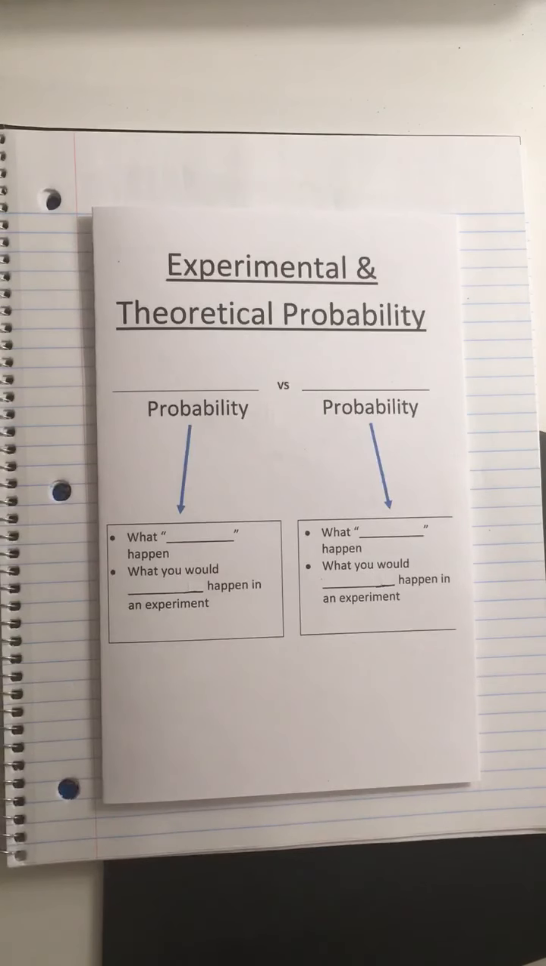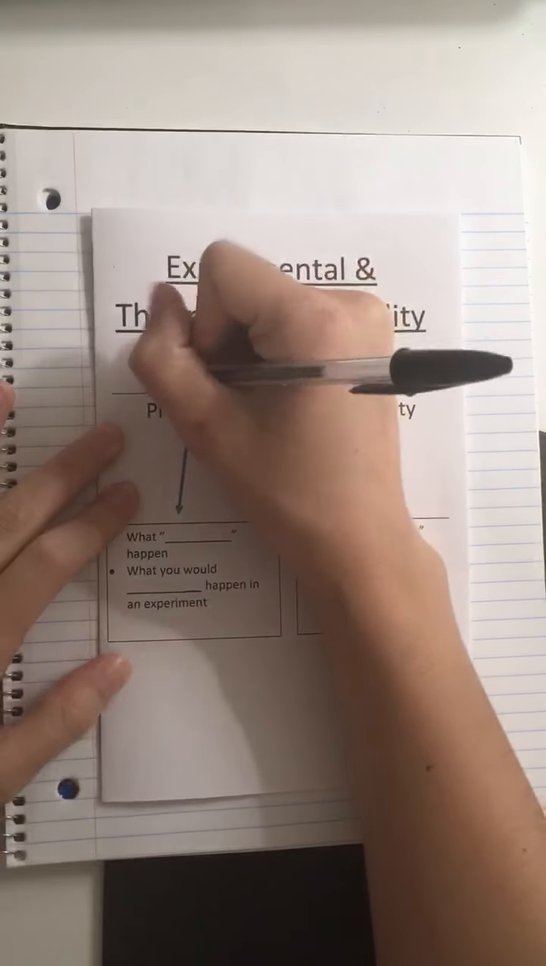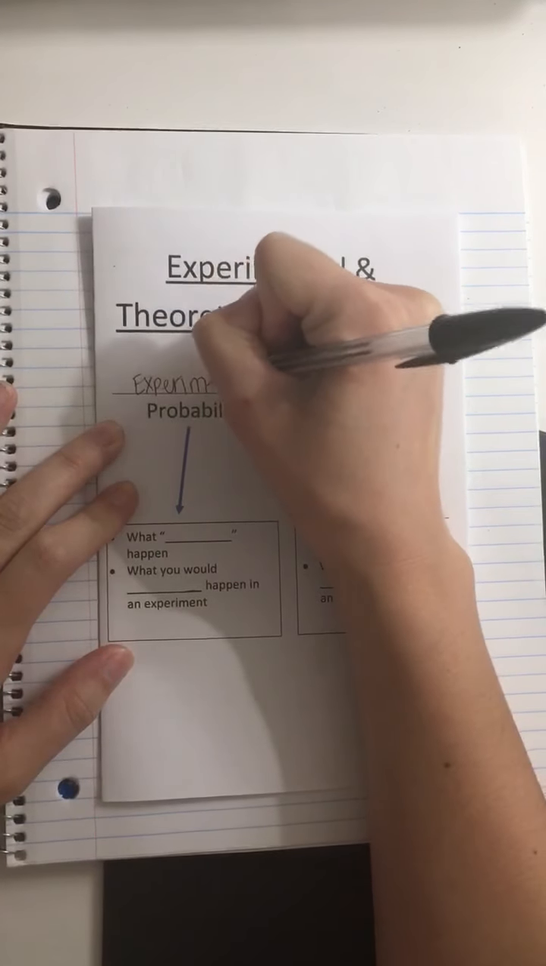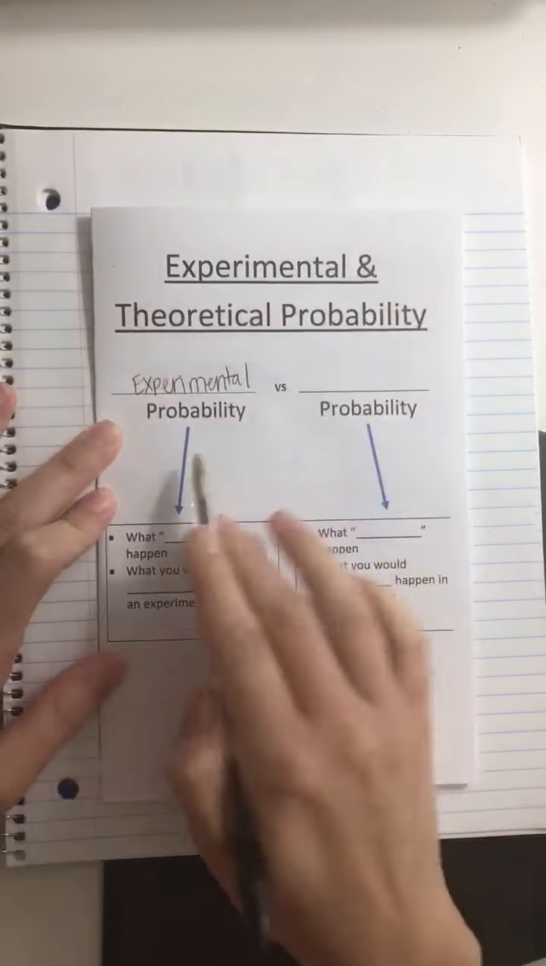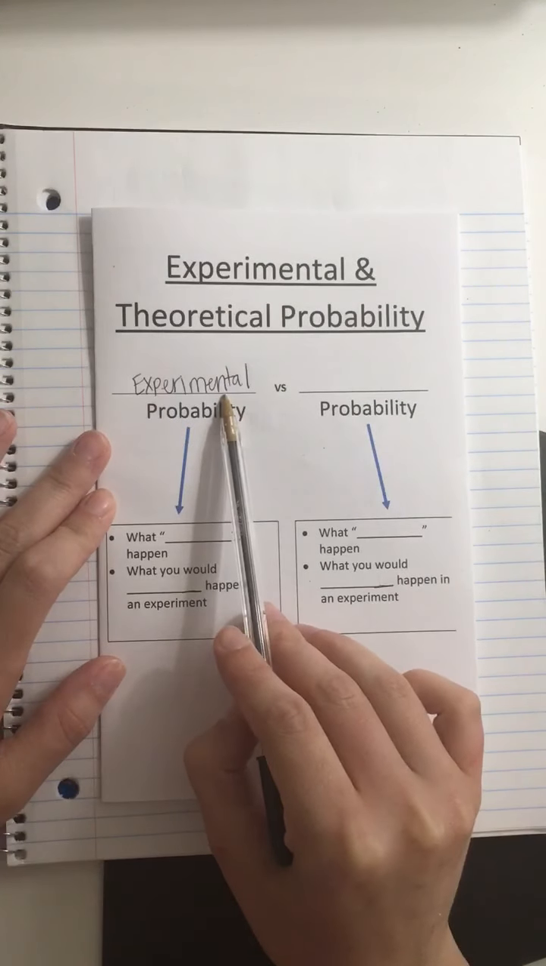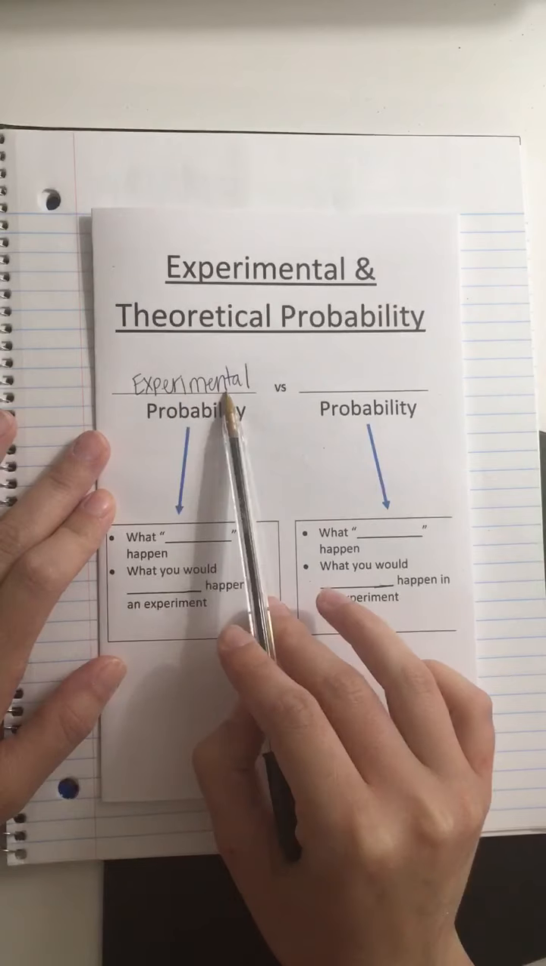Okay, so today we're going to be talking about experimental and theoretical probability. So let's go ahead and fill in these blanks right up here. So first we have experimental probability. If you think about experimental, that's like doing an experiment.